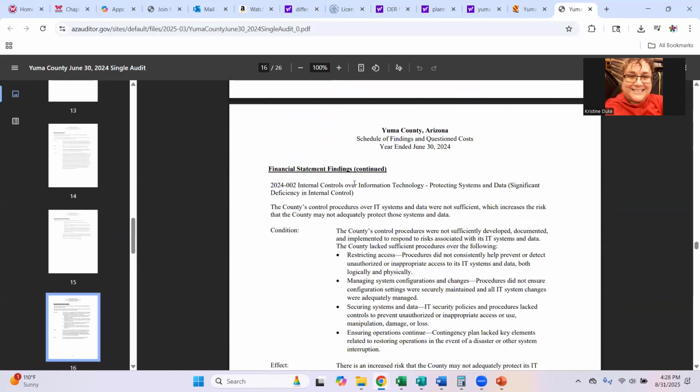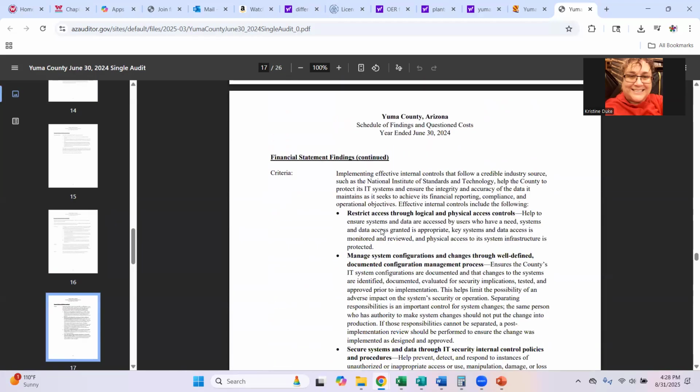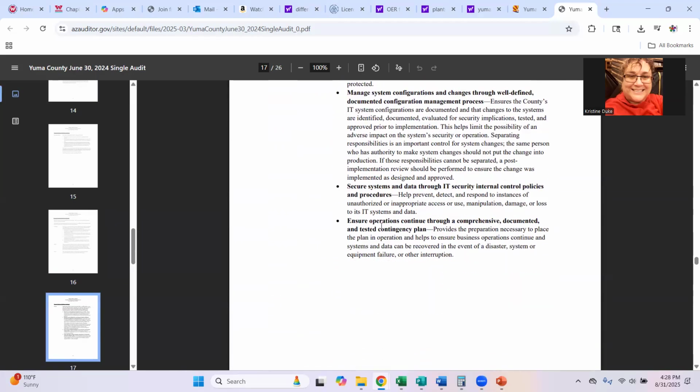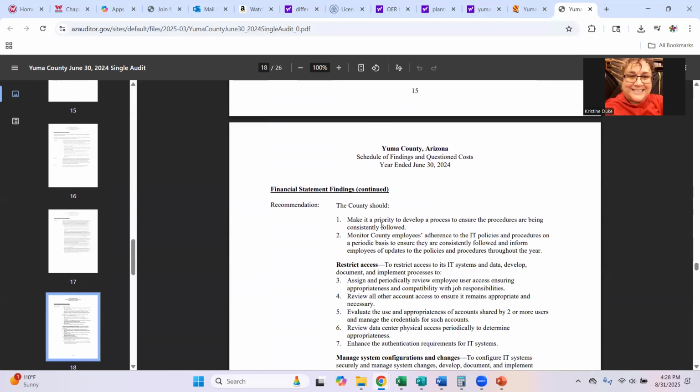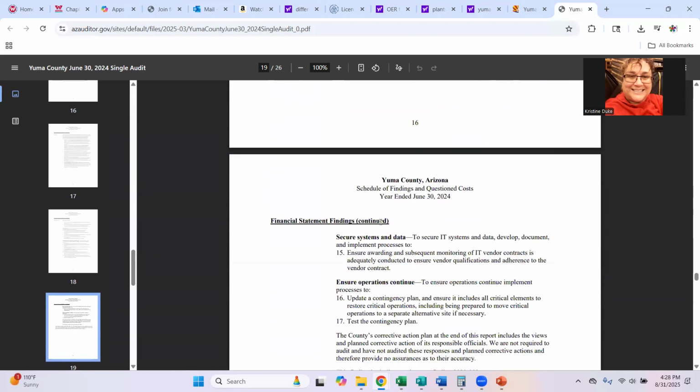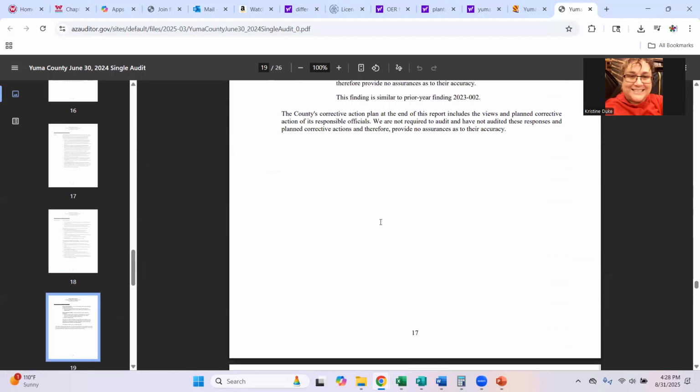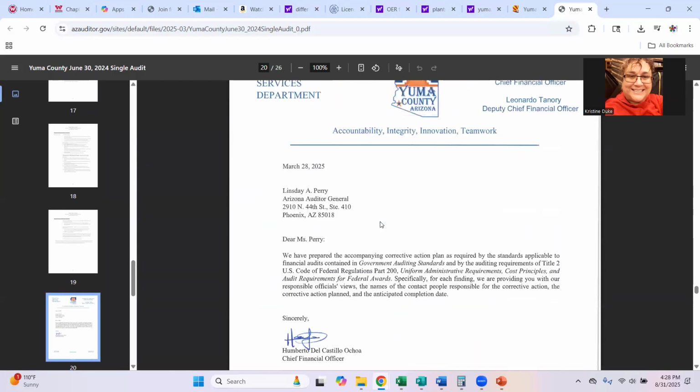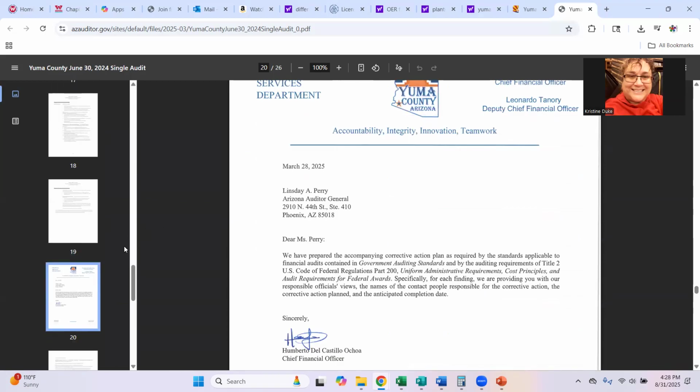Because it seems like every time you turn around, there's something going on with IT. They just can't keep up with it. So here's another IT finding. And it will tell you why there's a finding. So recommendation, what the county should do. They only have 2 findings. That's not bad. And both of them are IT, not accounting. So that's not bad at all.